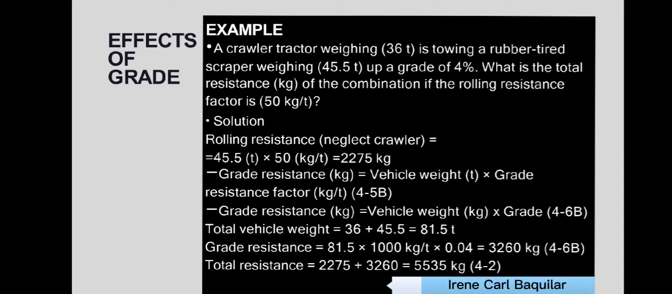Then the total resistance is 2,275 plus 3,260. We simply add the rolling resistance and the grade resistance to get the total resistance, which is equivalent to 5,535 kilograms. That is the total resistance.